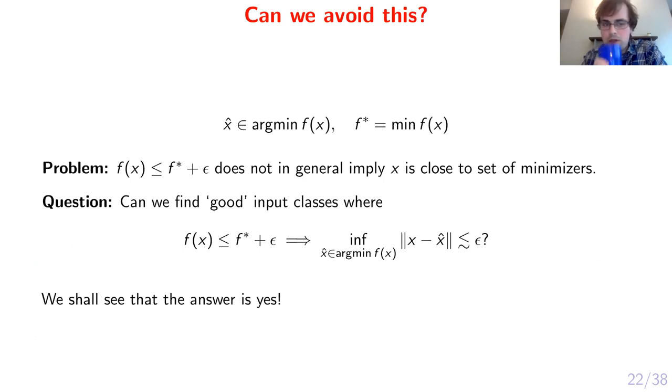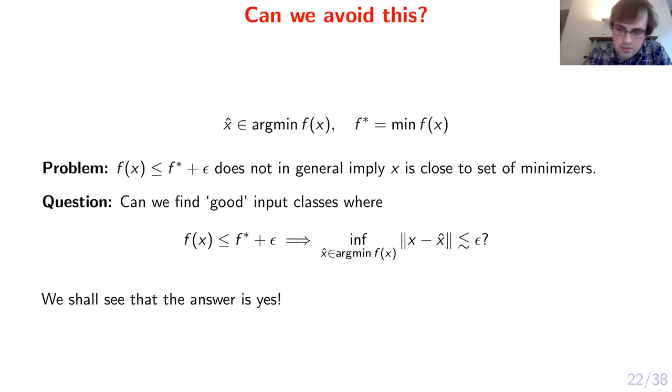So what's really going on in this theorem? Well, one of the main driving mechanisms is the following. Suppose I want to solve the following optimization problem: I want to minimize this objective function f, and I let f star be the minimum of this function. Then, even if my function is nice and convex, if f of x is epsilon suboptimal, this doesn't in general imply that x is close to the set of minimizers. So a question is, can you find good input classes where epsilon suboptimality in the objective function implies that you're reasonably close to the set of minimizers?